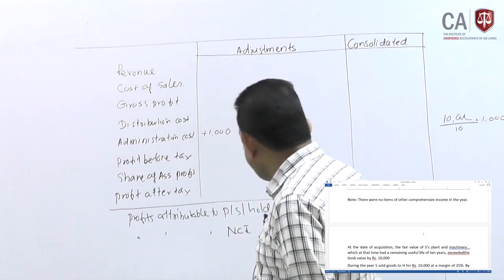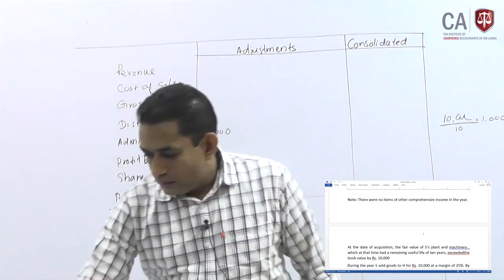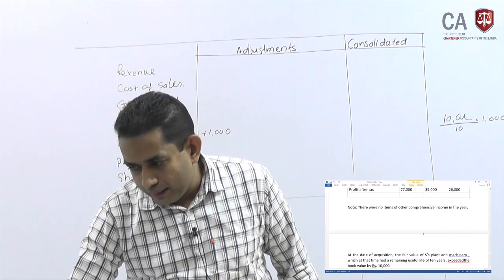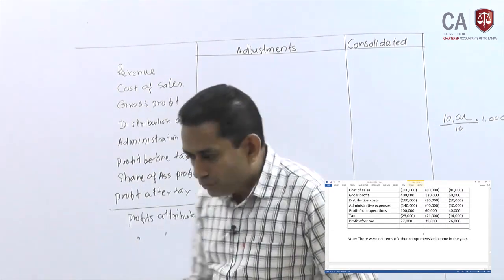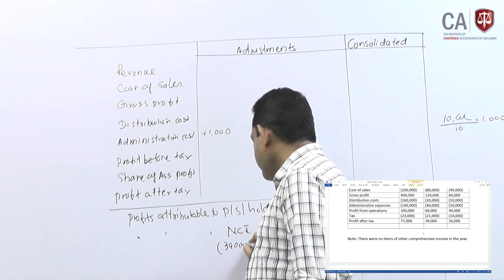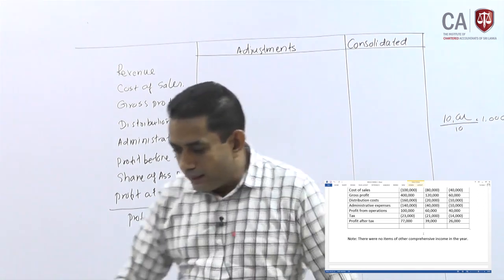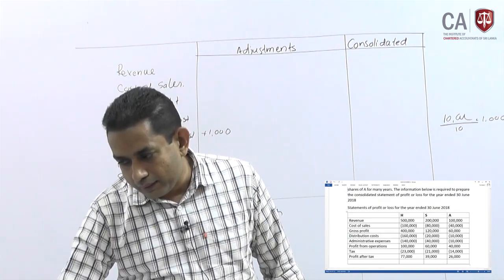Then that affects the NCI profit calculation as well. The subsidiary company has a profit after tax of 39,000, and as you calculate the NCI profit for the current year, please make sure you deduct 1,000 and then calculate.